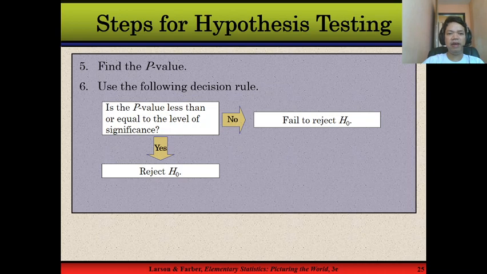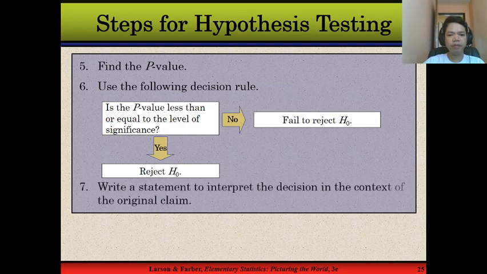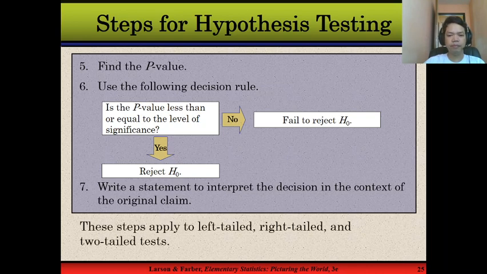Step 6, kailangan ko ikumpara yung p-value sa level of significance. Pag ang p-value ay less than or equal dun sa alpha, reject. Pag ang p-value ay greater than sa alpha, accept or fail to reject. Then statement, make your conclusion or make your final statement. Okay, so lahat yan mag-a-apply whether left-tailed, right-tailed, or two-tailed test yung ating sinusolve.